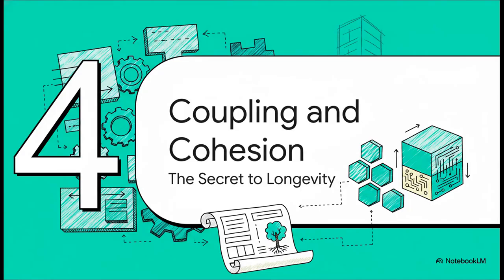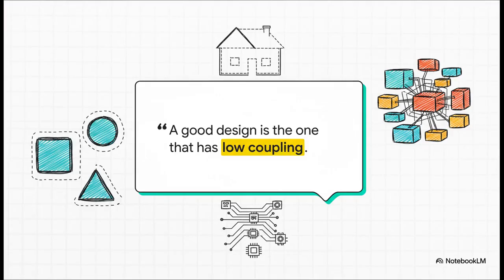But how do you actually achieve that all-important maintainability? Well, designers focus on two core ideas that sound super technical but are surprisingly simple: coupling and cohesion. I'm telling you, getting these two concepts right is the secret weapon for building software that can evolve and last for years to come. Let's start with this quote from the source, because it's the perfect way in. A good design is the one that has low coupling. Okay, what on earth does that even mean? Well, it's all about how interconnected the different parts or modules of your software are to each other.